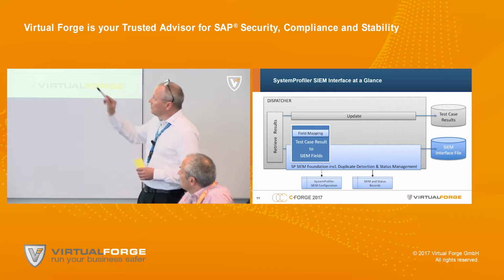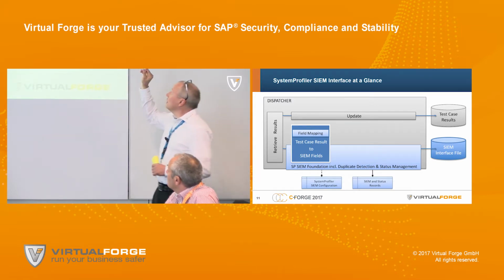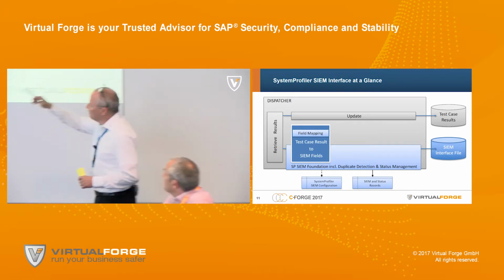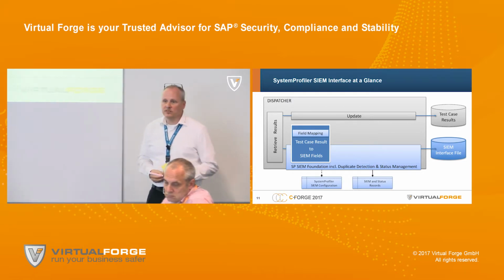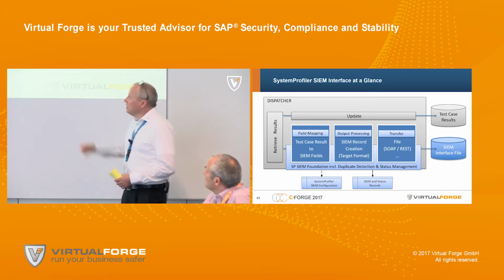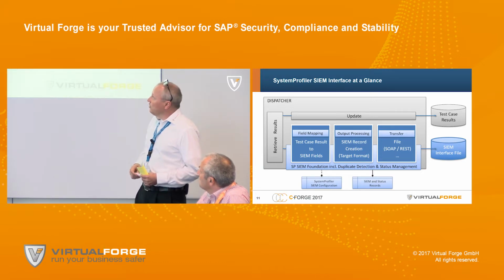And as soon as the target's data is retrieved from the target, it's stored in our result database, and in parallel, it's handed over to the SIEM interface. And the SIEM interface consists of three major steps. First is a field mapping. The second is an output formatting.